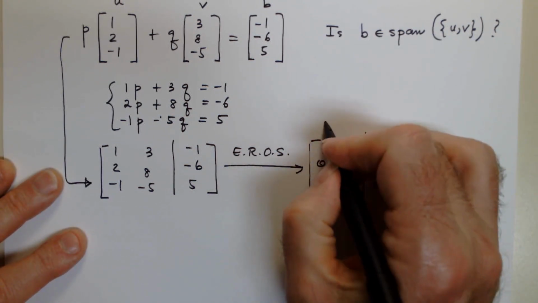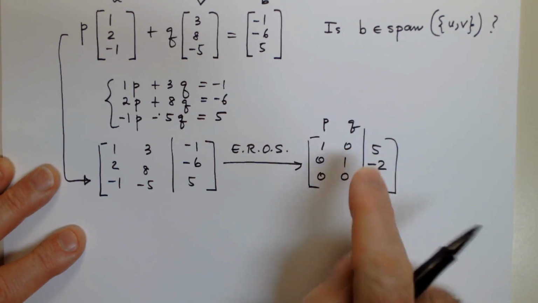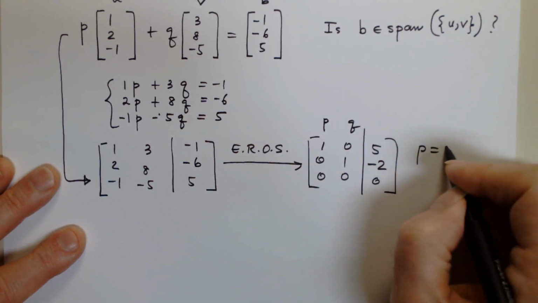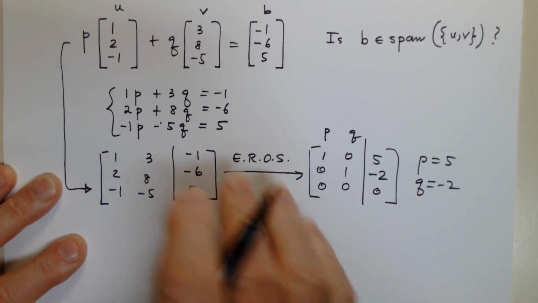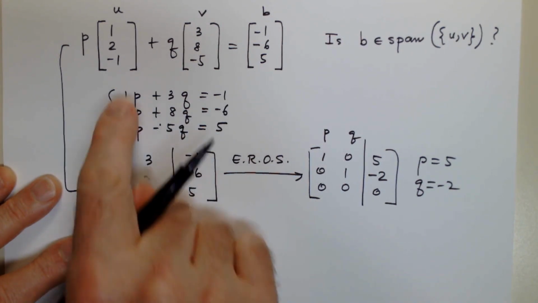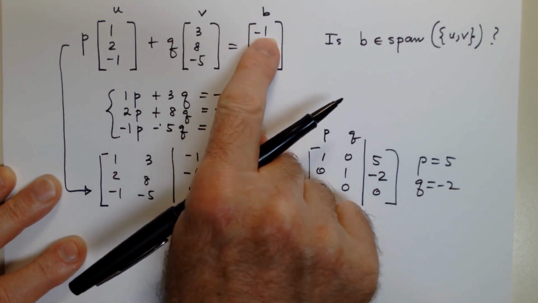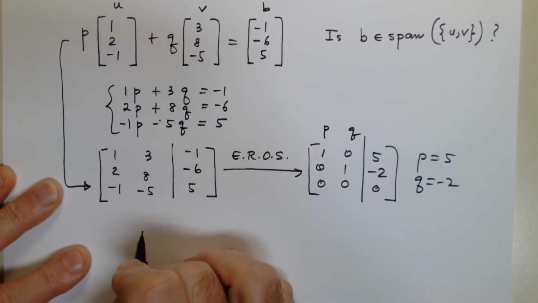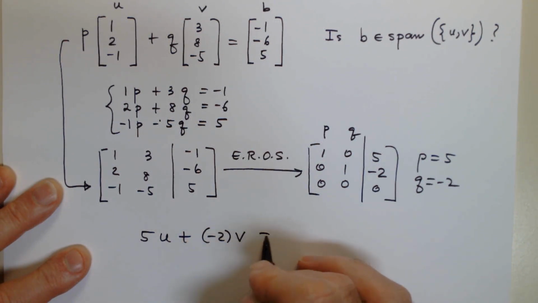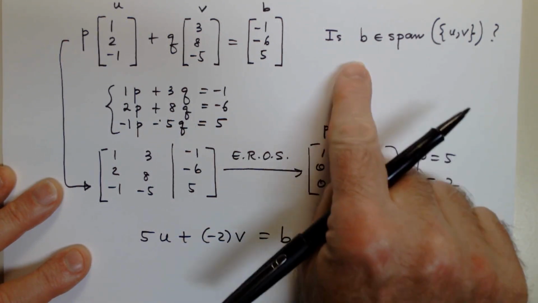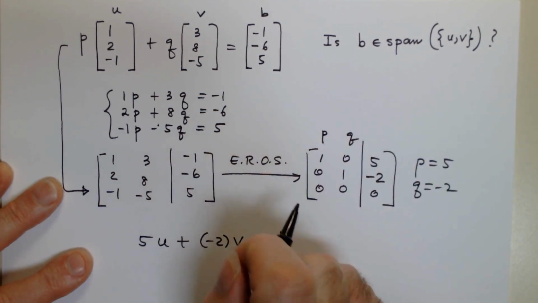There's a p and a q variable governing these columns, and so this says that p is equal to 5 and q is equal to negative 2. Now we can go back to our original formulation of this problem, and we can see that 5 times this vector plus a negative 2 times this vector gets me to the vector b. And so the question, is b in the span of u, v? And the answer is, because of this, affirmative, yes.